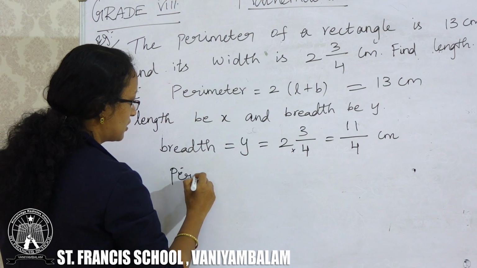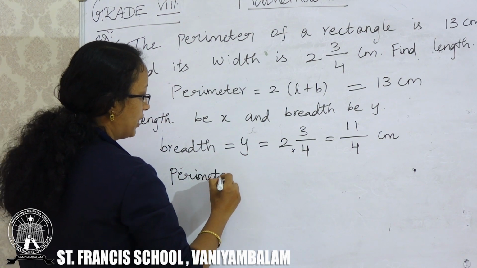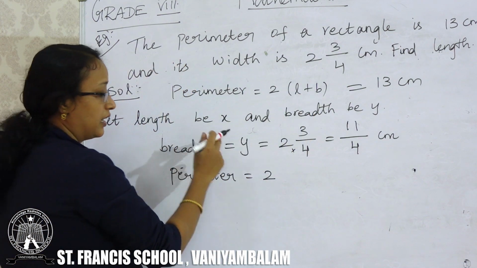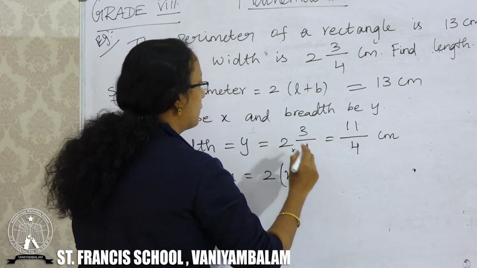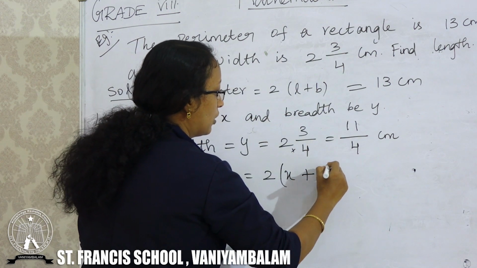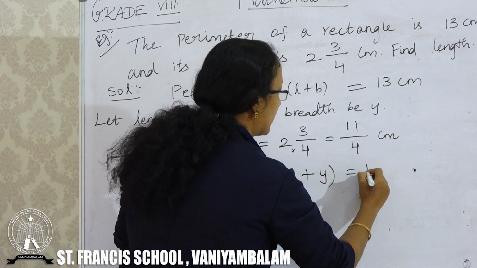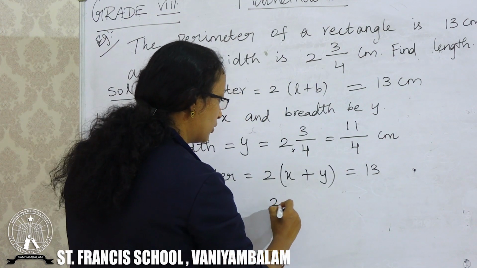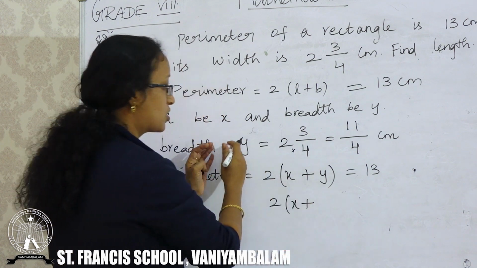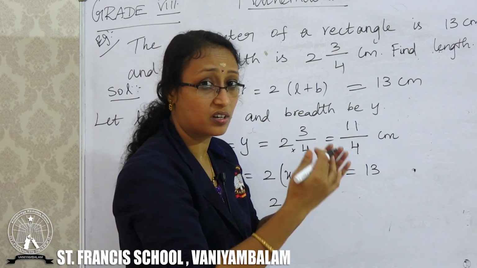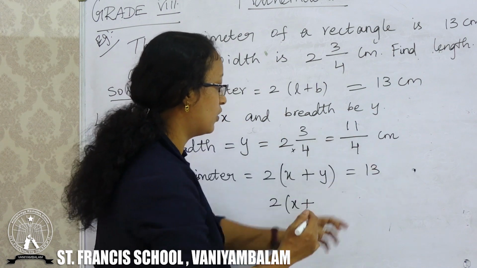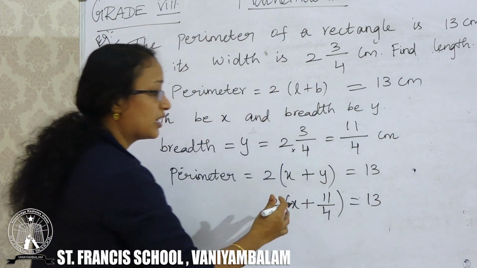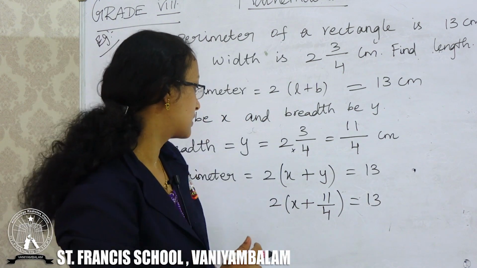So you write perimeter is 2 into L plus B. But what is your length? L is x, plus what is your breadth? Y. It's nothing but 13. But we got the breadth value. It is already there in the question. What is your y value? 11 by 4. Breadth value is 11 by 4. Now you got the equation in a single variable.